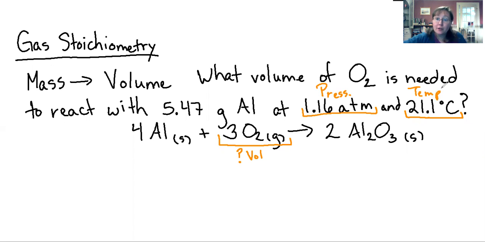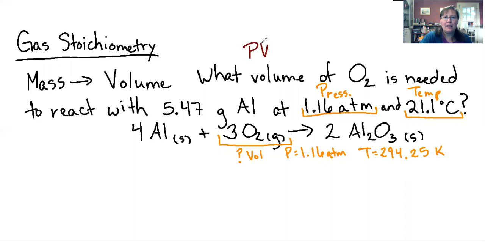But we're not going to be able to use that temperature, remember, because we have to convert our temperature to kelvins. So I'll go ahead and put this down here. Pressure is equal to 1.16 atmospheres. And our temperature is now equal to 21.1 plus 273.15, or 294.25 kelvins. Okay. Now, remember that in the ideal gas law, PV equals nRT.